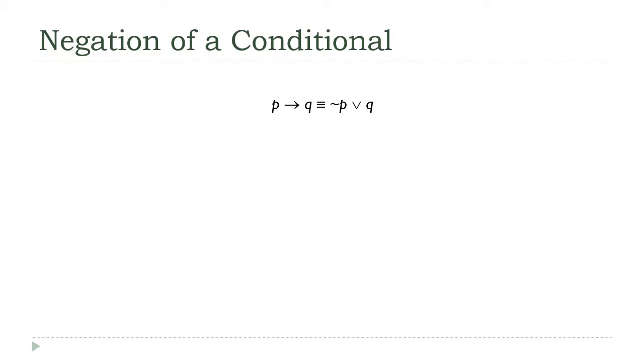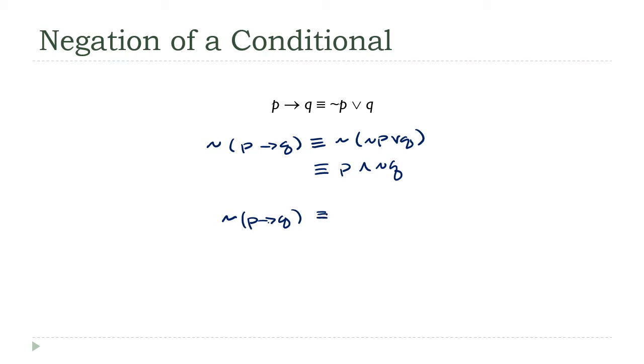So now we're ready to see what the negation of a conditional is. Remember, what we're trying to simplify is the negation of P implies Q. Now, according to our new equivalence, this is equivalent to the negation of not P or Q. And De Morgan's law tells us that this is equivalent to P and not Q, which is what we were looking for. This is the simplification we were trying to find. The negation of P implies Q is equivalent to P and not Q.